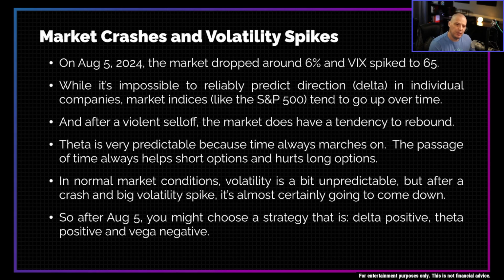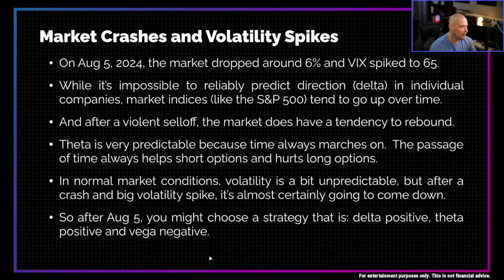So on August 5th, 2024, just a couple of Mondays ago, right, we had that big market drop. The market dropped about 6% and the VIX spiked all the way to 65. That was a huge volatility spike. And because it's such an unusual event, there are some things that we can kind of predict. When the market is doing normal things, you really can't predict what the next move of the market is going to be. But sometimes the market kind of gets out of whack and you can figure out where it's going next.